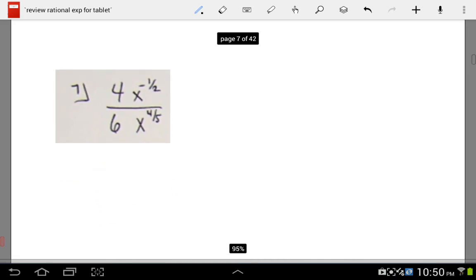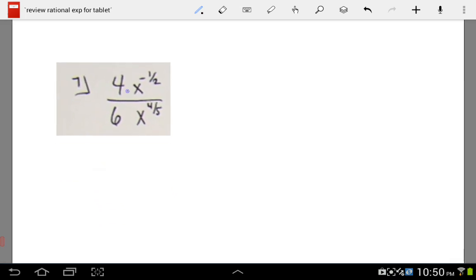Okay, on number 7. Okay, another division problem. Now this time we got some coefficients. Now 4 and 6 are just coefficients, they're not exponents. So we're just going to reduce that. 4/6 would reduce to 2/3. Now, as far as my exponents, let's recall, just like the last problem, we subtract the exponents.